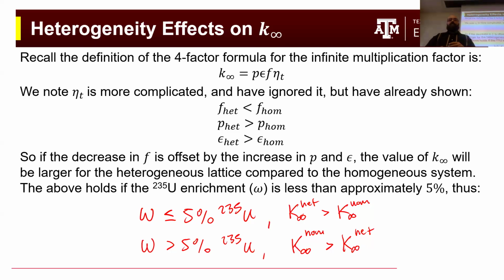So that hopefully helps us understand the difference between homogeneous and heterogeneous, helps us understand which of those terms in the four-factor formula are larger or smaller in each configuration. And then this last thing tells us which K infinity is going to be larger based on our enrichment.